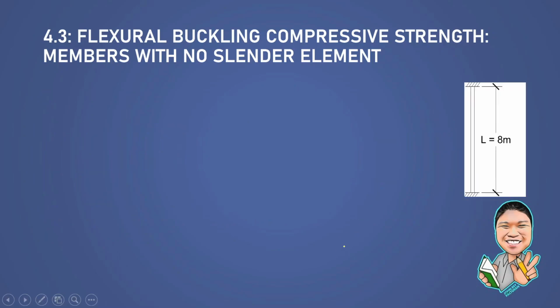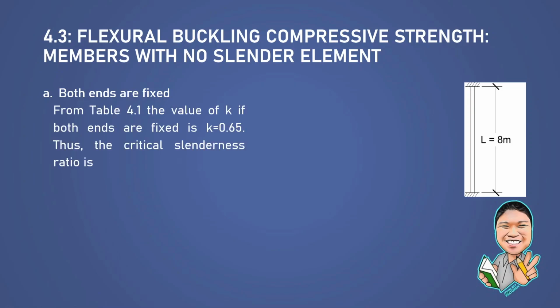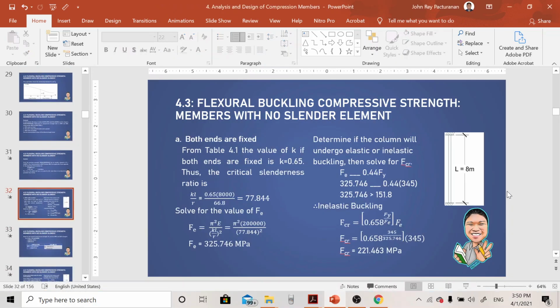So, sige, simulan na natin yung discussion. So, for letter A, both ends are fixed. The illustration is here. Yung unsupported length niya po is 8 meters and yung kanyang supports ay parehas fixed. From table 4.1, the value of K if both ends are fixed is 0.65. So, check natin yon kung tama siya.